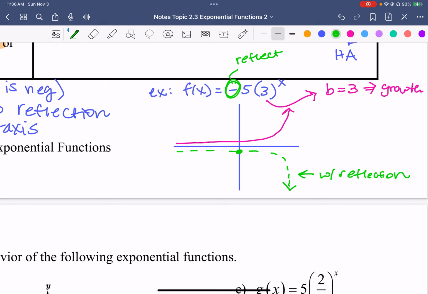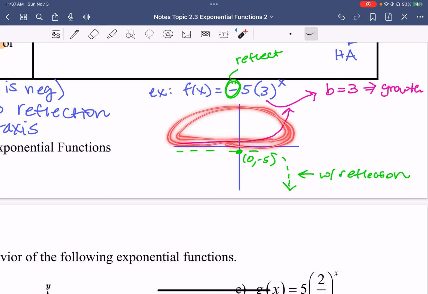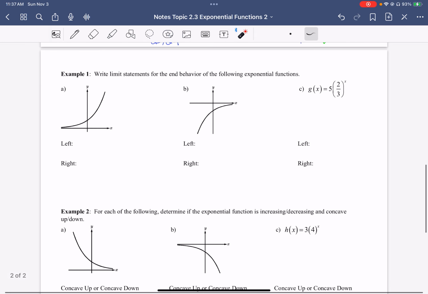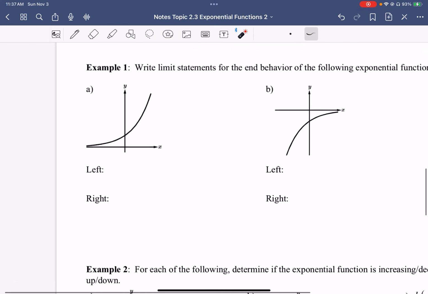And then you can see here that this would have the y-intercept of negative 5. And you see that it's in quadrants 3 and quadrant 4. So if it's negative, it'll be in the bottom quadrants. If your y-intercept is positive, you'll be in the top quadrants, okay? So let's do some examples. Write limit statements for the end behavior of the following exponential functions, okay?